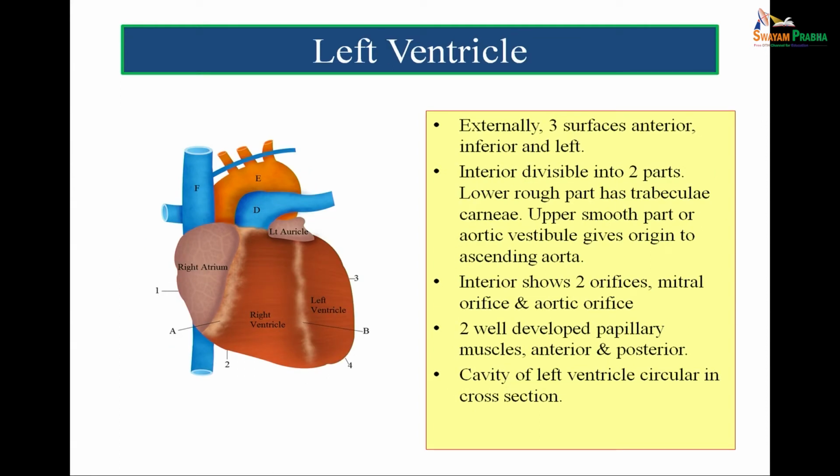Left ventricle externally has got 3 surfaces, anterior, inferior and left. The interior is again divisible into 2 parts. Lower rough part, like the right ventricle, has got trabeculae carneae, and the upper part is called the aortic vestibule, which gives origin to the ascending aorta. There are 2 well developed papillary muscles here, anterior and posterior. The interior shows 2 orifices, mitral orifice and aortic orifice. The cavity of the left ventricle is circular in cross section.